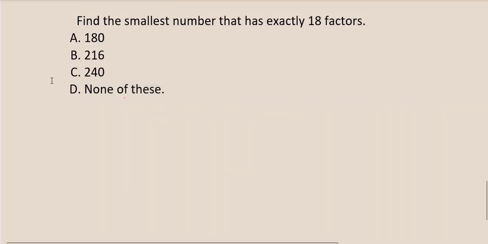Now let's do another sum. The question is, find the smallest number that has exactly 18 factors. Okay, the options are 180, 216, 240, and none of these. So what are the possible numbers that can have 18 factors?